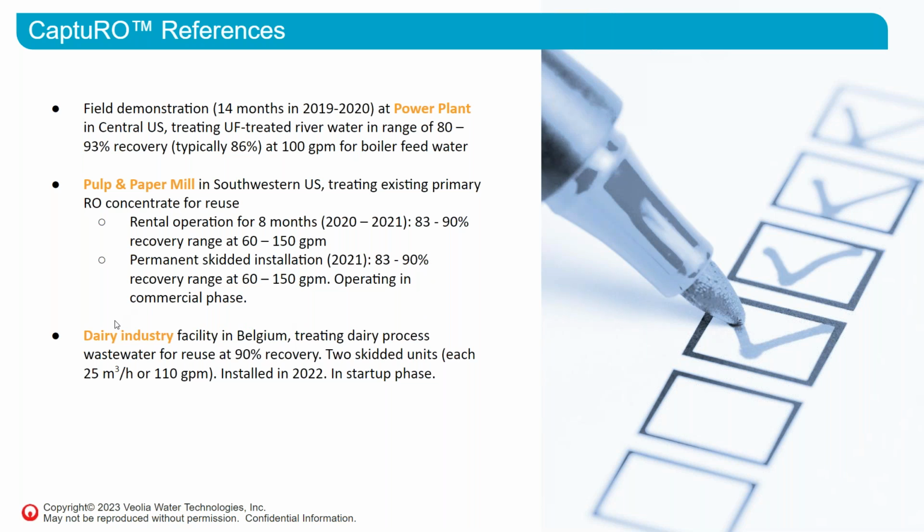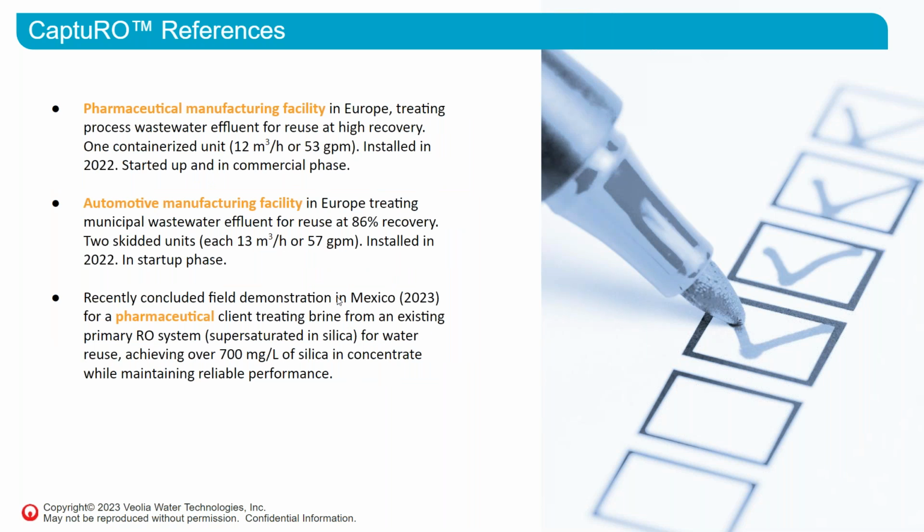And then we've installed some units in Europe recently. One was a dairy industry facility in Belgium, treating dairy process wastewater, operating at 90% recovery. We sold 2 skids there, operating about 110 GPM. That's in the startup phase. It was installed late last year. And then we have a pharmaceutical manufacturing facility in Europe, treating process wastewater for reuse at high recovery. We have one system there running at about 50 gallons per minute, installed in 2022. And then an automotive manufacturing facility in Europe, treating at 86% recovery. There's 2 units there, operating around 60 gallons per minute.